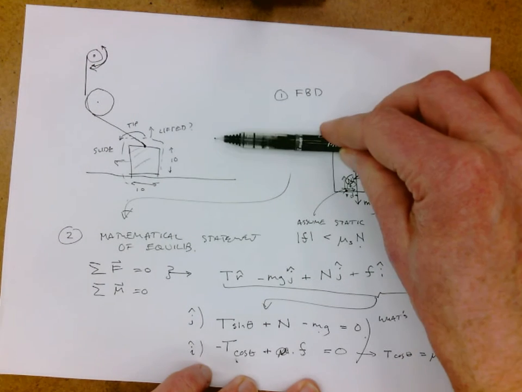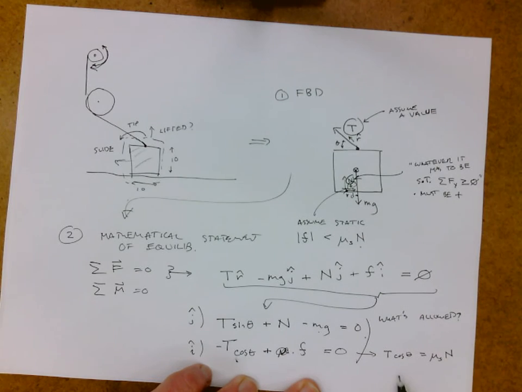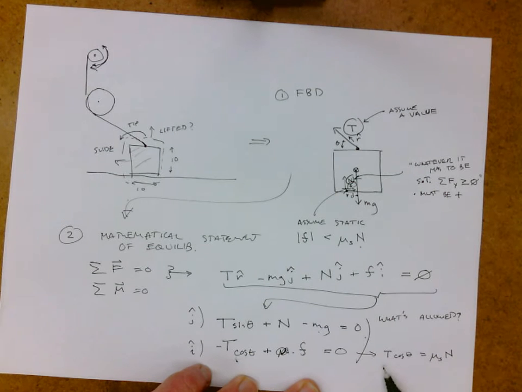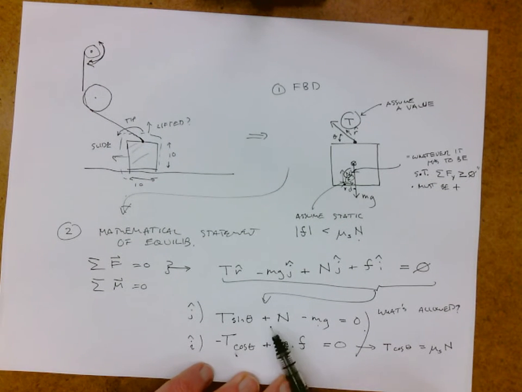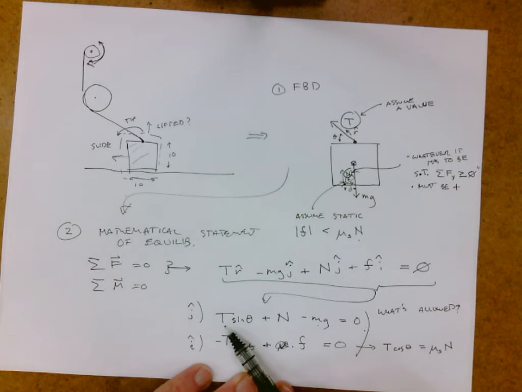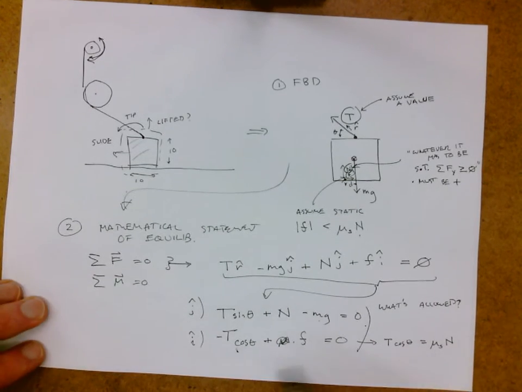If I'm pulling horizontally, I'm going to start to accelerate the block horizontally as soon as T times cosine of theta is equal to mu sub s times N. Okay? But notice that the normal force in turn depends back on the tension force. So I've actually got two equations and two unknowns in this, right? So I need to figure out not only what the frictional force is, but also what the normal force is in terms of what the tension is. And so I can go ahead and solve that.